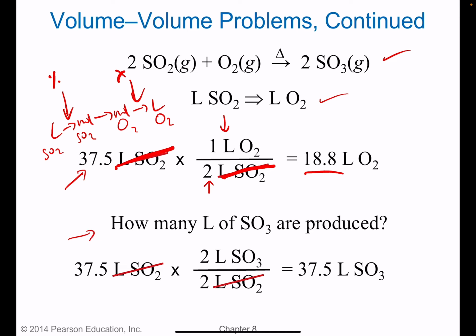And then in this one, just as extra practice, they ask how many liters of SO3 get produced. So again, starting with what we know, 37.5 liters of SO2. This is the mole ratio between SO2 and SO3, where we end up getting the same value. So 37.5 liters of SO3 if we start with 37.5 liters of SO2.